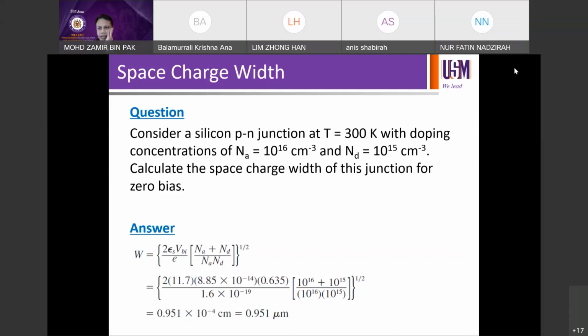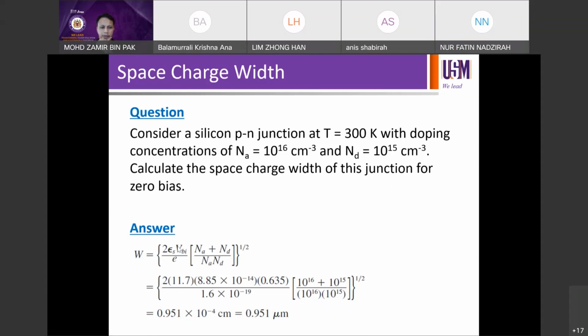What does it imply? Zero bias condition. There's no bias, therefore you can also call that what condition? Thermal equilibrium, yes. There is no bias applied and no illumination applied, therefore it is under thermal equilibrium condition. Okay, so W, you use the very same equation, right?